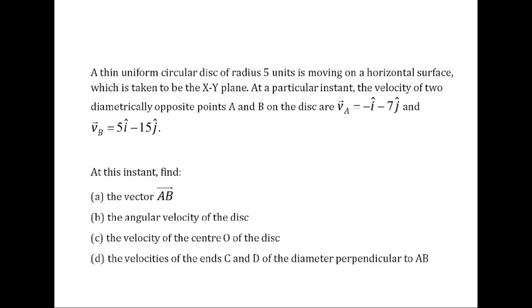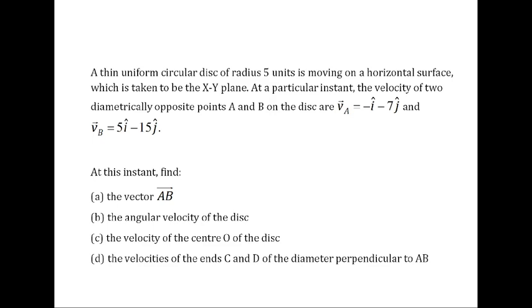Okay. And then at a particular instant the velocities of two points on the rim of the disc, two diametrically opposite points A and B on the disc, are given. Velocities are given, VA and VB. So for the same instant, we have to find a number of things.